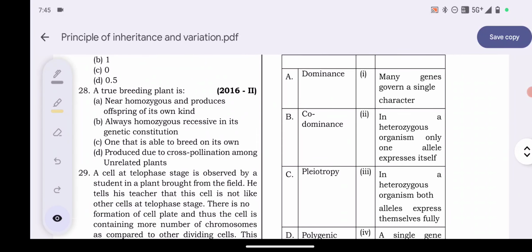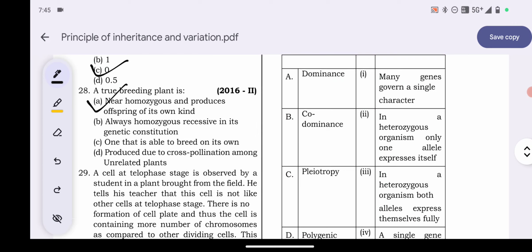28. A true breeding plant is option A, near homozygous and produces offspring of its own kind. Option B, always homozygous recessive in its genetic constitution. Option C, one that is able to breed on its own. And option D, produced due to cross pollination among unrelated plants. What is a true breeding plant? So here option A is the answer, near homozygous and produces offspring of its own kind.